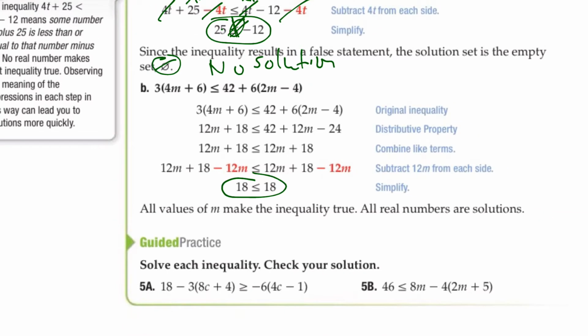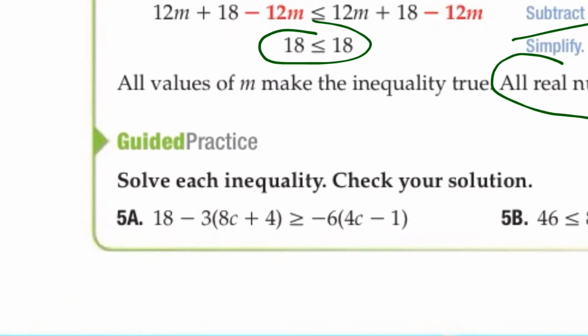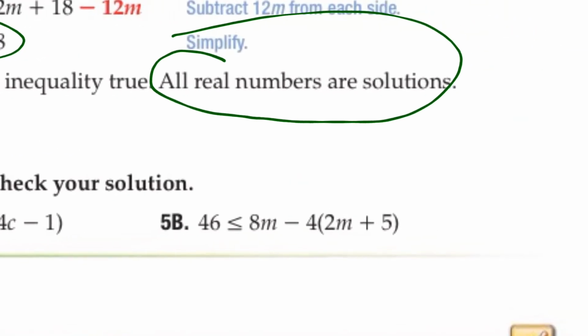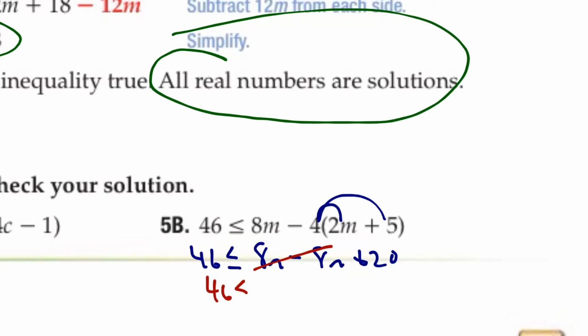So let's take a look at one that has this. What happens if it is true? If it is a true statement, just like when it says 18 equals 18, the answer would be all real numbers. Okay, so let's try one. I'm going to do 5b first. 46 less than or equal to 8m minus 4 times 2 is 8m, 4 times 5, 20. Well, look at that. 8m minus 8m is 0, so I get 46 is less than or equal to 20. Is that a true statement? No. 46 is bigger than 20, so it is no solution.